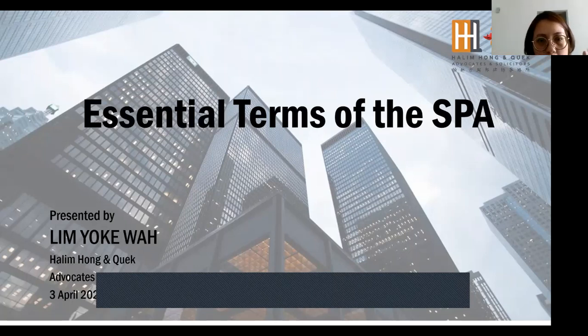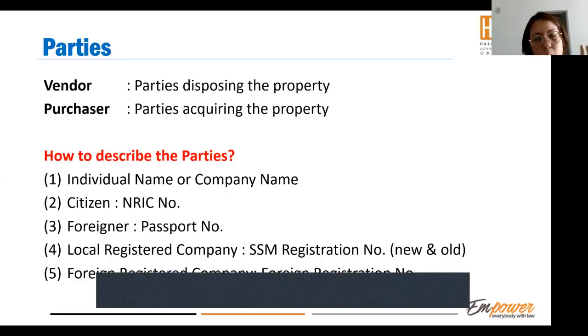Okay, just pinpoint. So, first thing, when you open the sale and purchase agreement, definitely you can see the parties. Okay, this is very important. Vendor is the one who is actually selling the property. The purchaser is the one actually buying the property. So this will come first at the very beginning of the sale and purchase agreement. Then, okay, how to describe the parties? What will you see in the sale and purchase agreement?